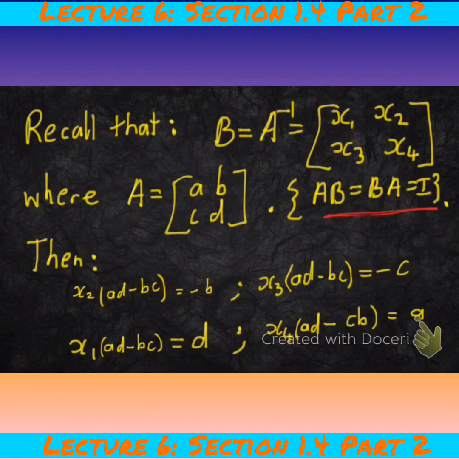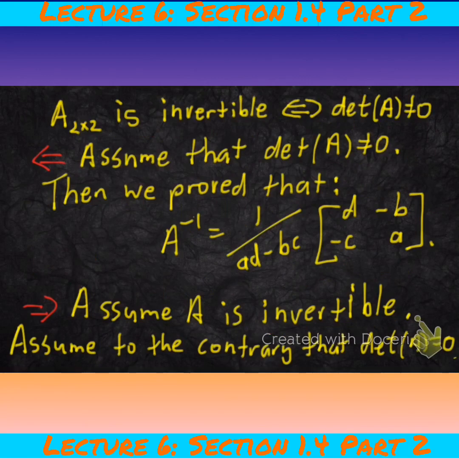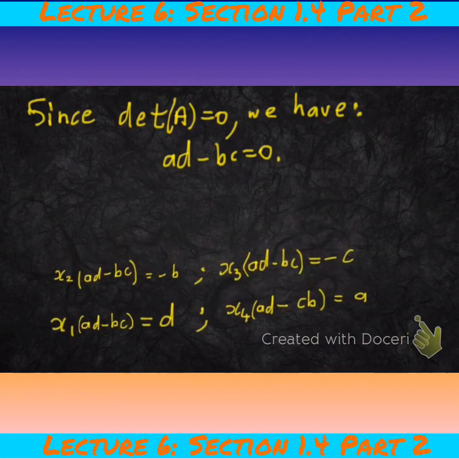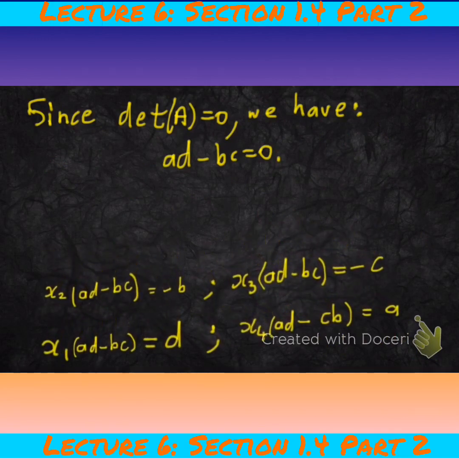Now in this case, if we go back here, we assumed that the determinant of A is 0. Right, so we have that AD minus BC is 0. Okay, so now I'll just take that in mind there. So hence, AD minus BC is 0. So that's 0, okay?